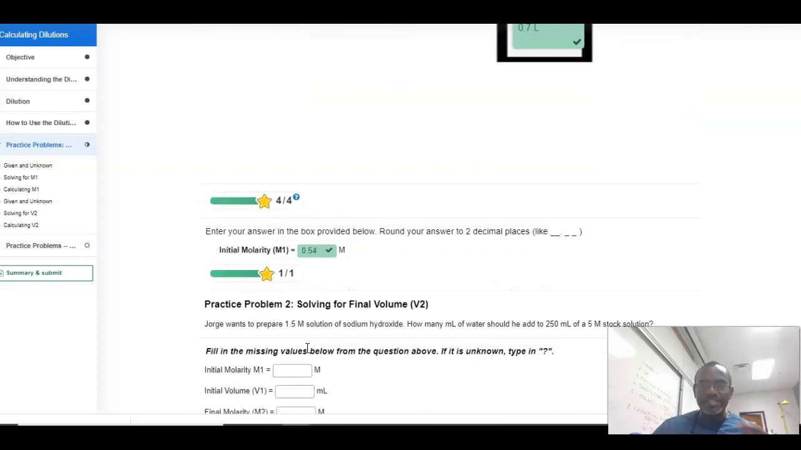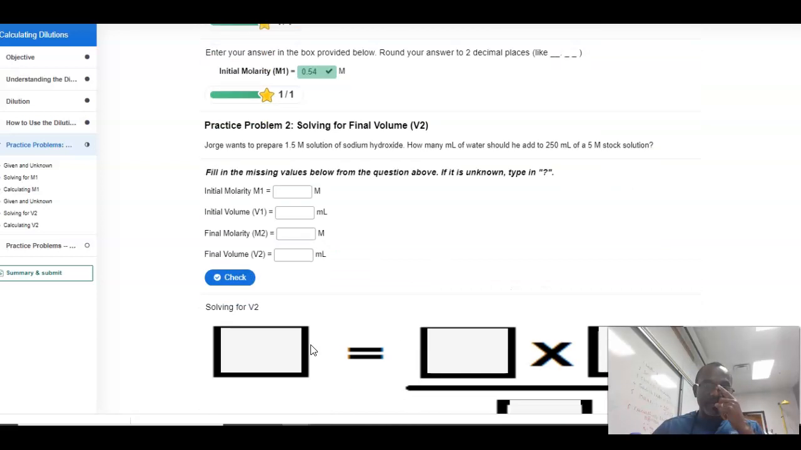That's the first practice problem. The second one is the same thing, but in this case, we're asked to find the final volume, V2. So you're going to put the question mark right here, and then we're going to read the question.